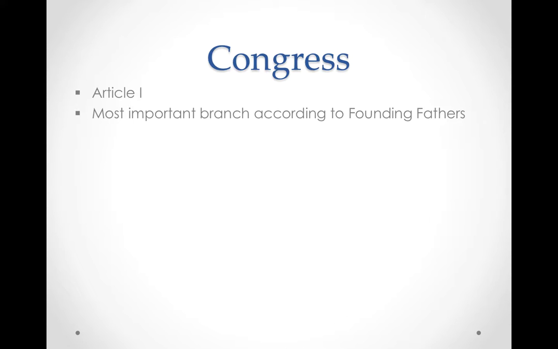According to the Founding Fathers, this was the most important branch of government, and we know this for a couple of reasons. They put it first in the Constitution, and when we start comparing it to the other 6 articles of the Constitution, it's actually the longest. So they wrote more about this article than any of the other articles.